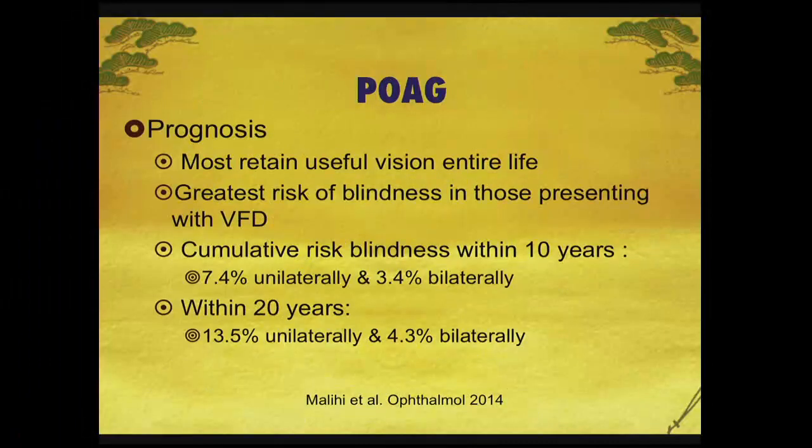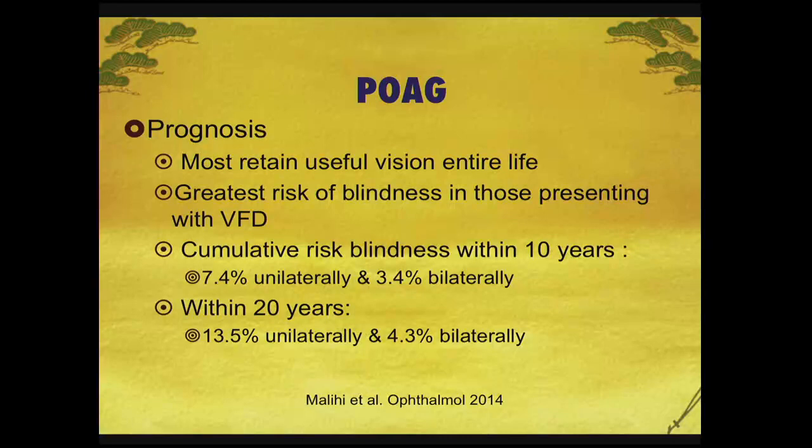A word on prognosis. Most patients with glaucoma will retain useful vision their entire life. The greatest risk of going blind from glaucoma is if you present with very severe visual field loss. The Olmsted County study in Minnesota has been going on for decades now. Their most recent publication from 2014 showed that the cumulative risk of blindness is actually lower now in the last decade or two compared to if you were diagnosed with glaucoma in 1960.